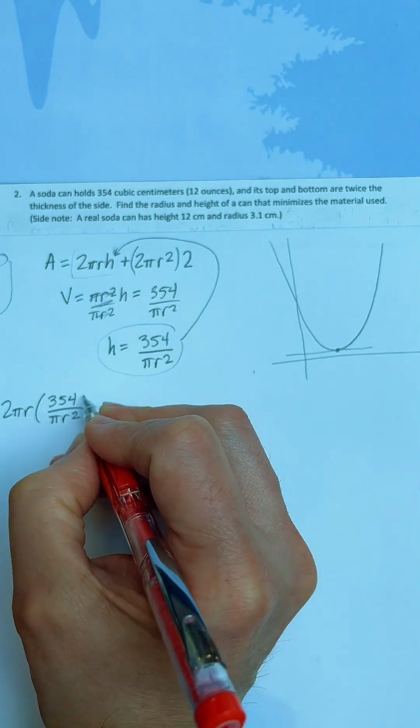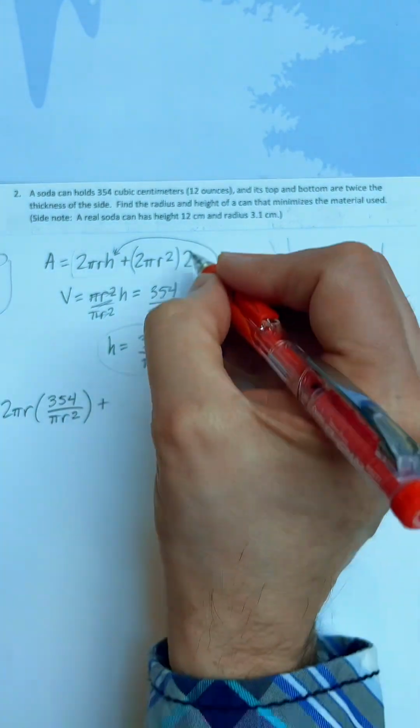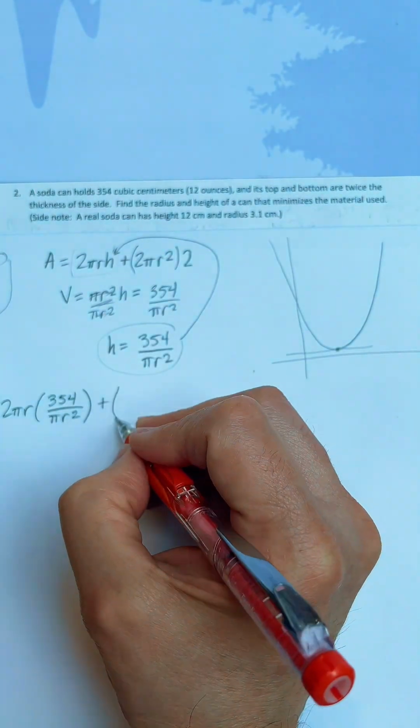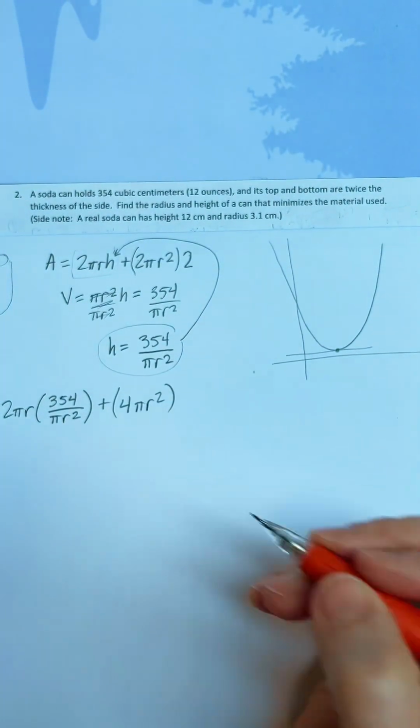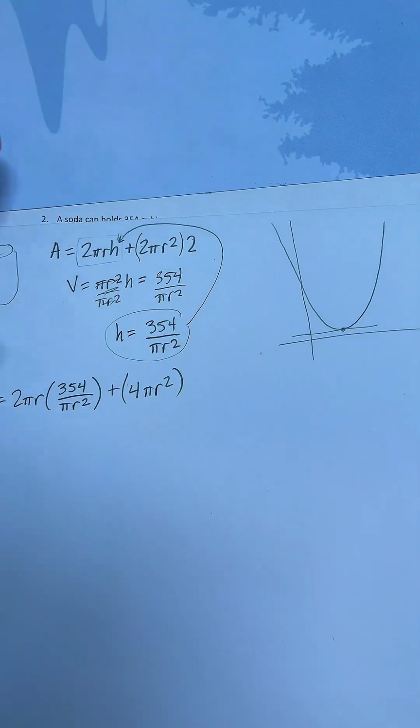Pi r squared plus, now let's go ahead and multiply this to make 4 pi r squared. Don't necessarily need the parentheses. I'll get rid of that in the next step.